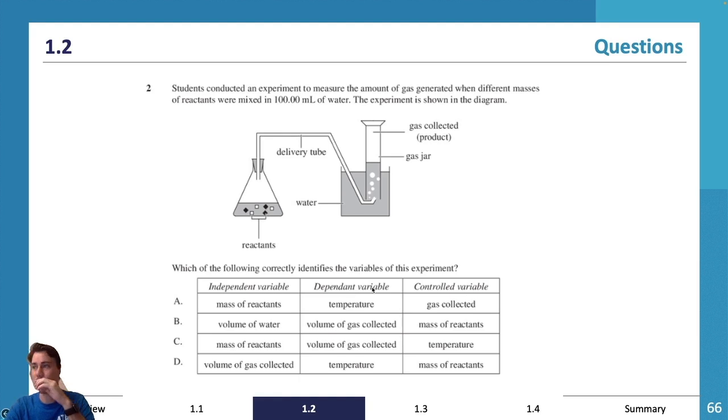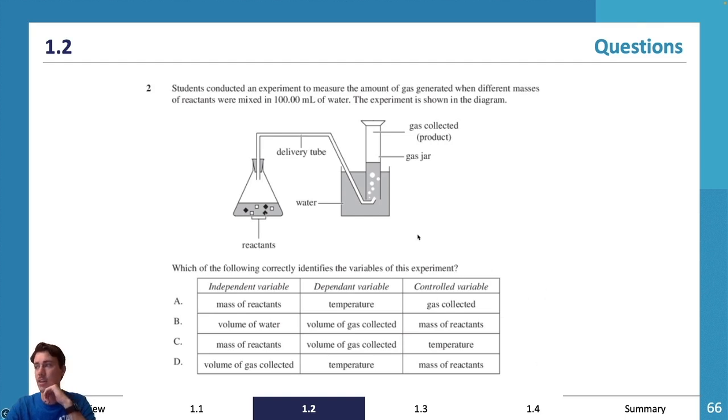Then it says that your dependent variable is temperature or volume of gas collected. Well, we are measuring the amount of gas. It says in the question, measure amount of gas. Remember, for the dependent variable, you're looking at what you're measuring. So you're not measuring temperature, you're measuring volume of gas. I think my answer here is C.